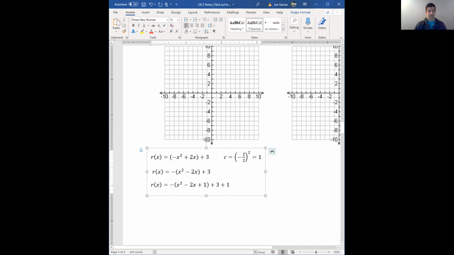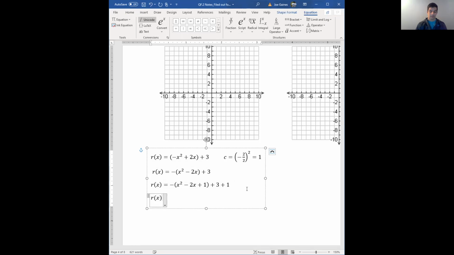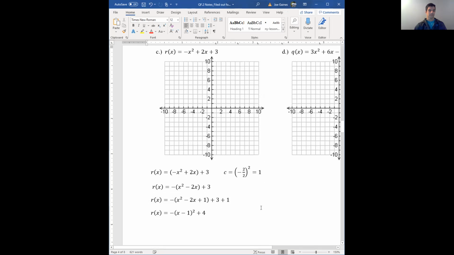So here I can simplify my equation. r of x is going to be equal to, still with that negative out in front, x minus 1 quantity squared. Make sure it is a minus 1. It's got to be half of that b value. Then plus 3 and plus 1 would give me plus 4. So now I can go ahead and graph this.